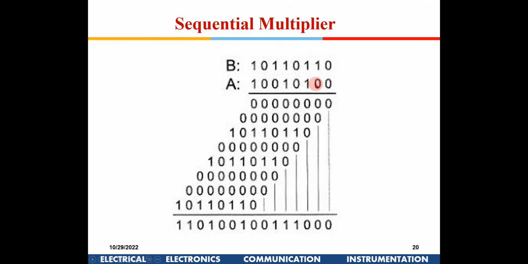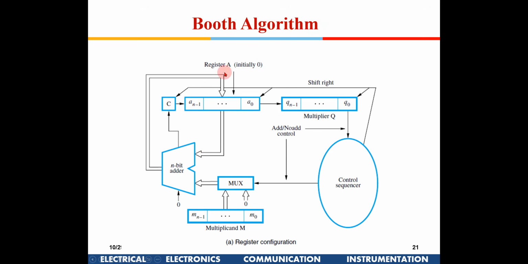But what I am doing is, if it is a 0, I am going to add the same thing, and if it is a 1, I am going to add this. And every time before adding, I am just moving. I am doing one shift right operation. So I keep continuously adding, and finally I get the product. So this can be implemented by using a Booth algorithm.